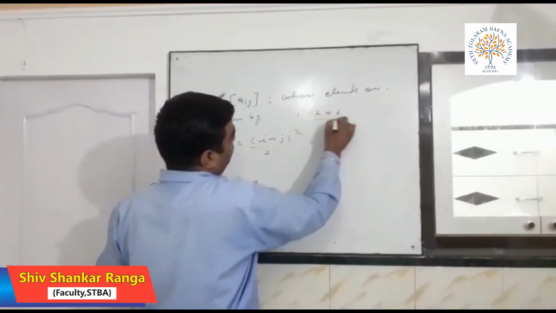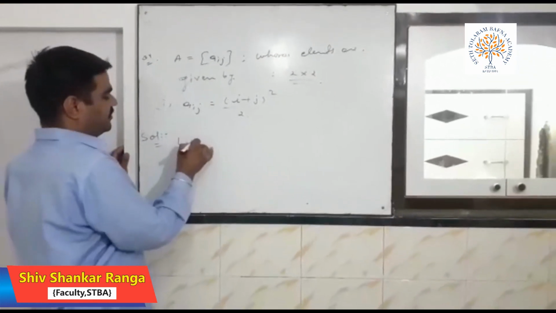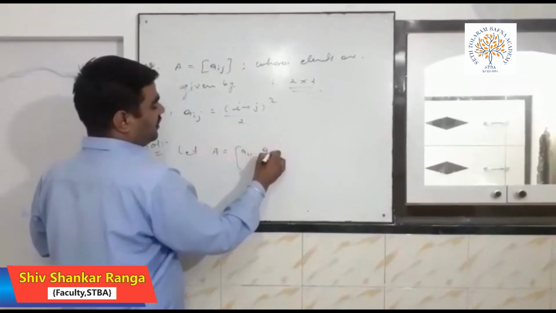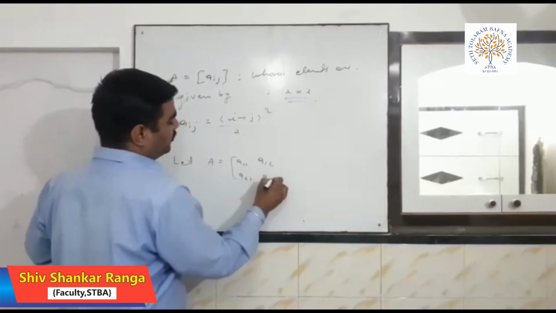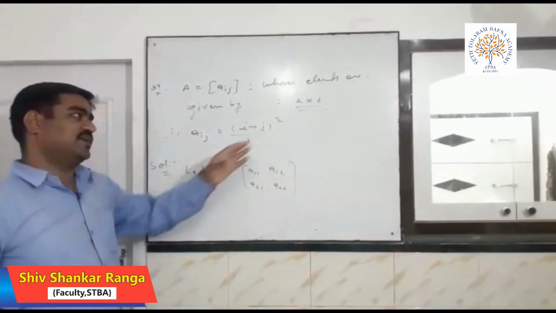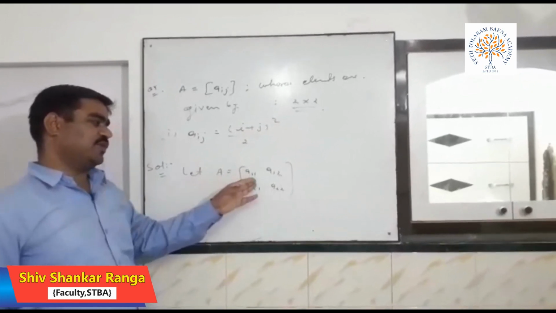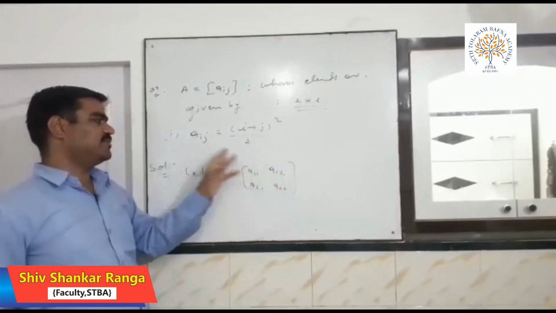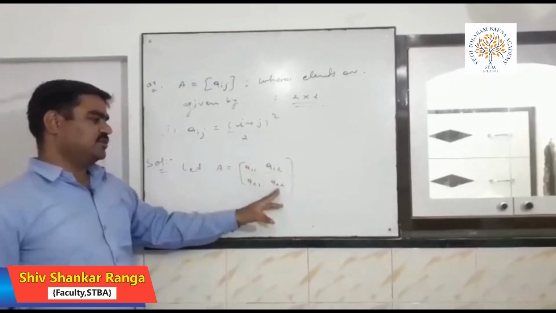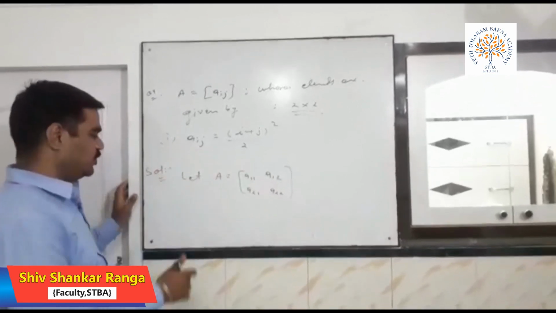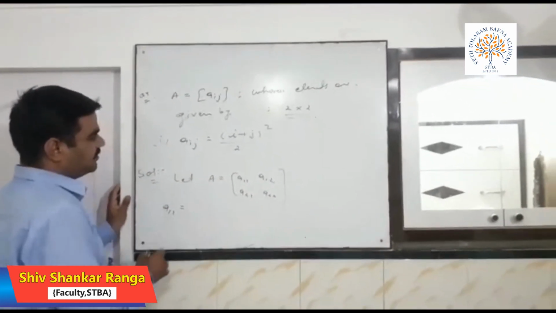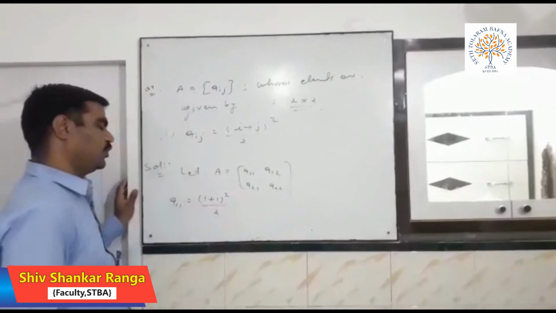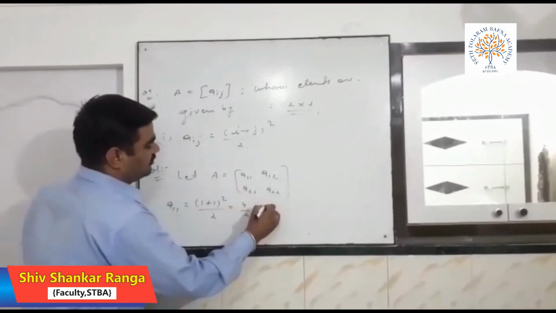Because it is a 2 by 2 matrix, let matrix A is equal to A11, A12, A21, A22. A11 represents Aij, A12 represents Aij, A21 represents Aij, A22 represents Aij. Then find the value of A11. A11 is equal to (1 plus 1) to the power 2 upon 2. Then 4 by 2 is equal to 2.